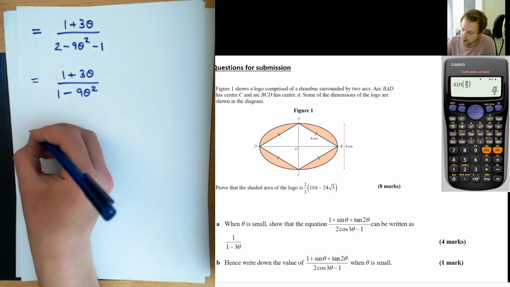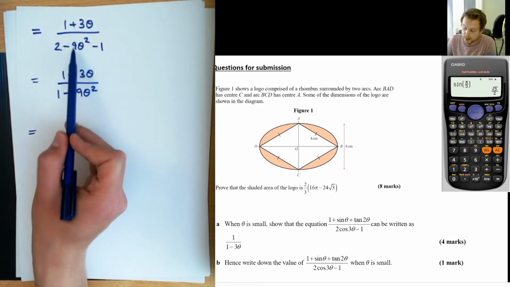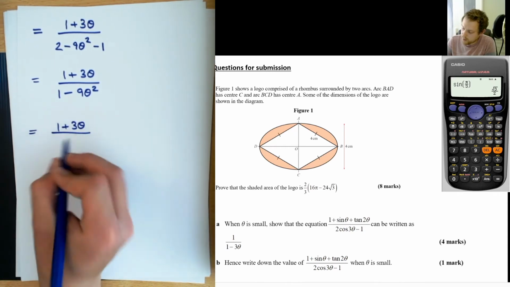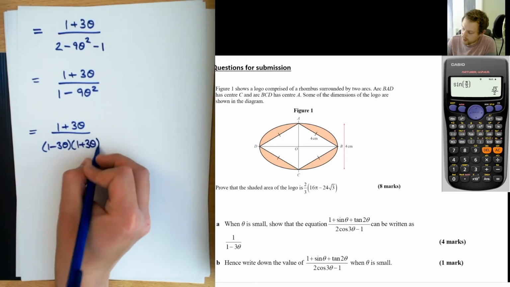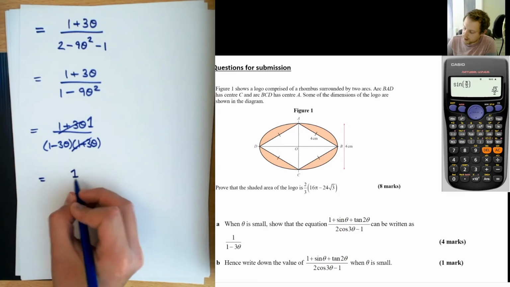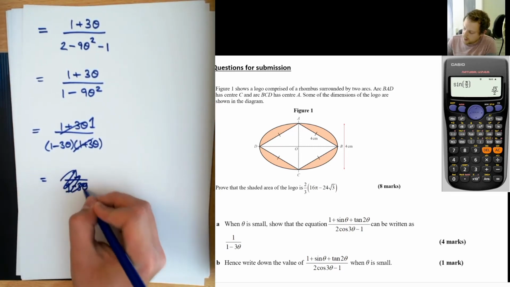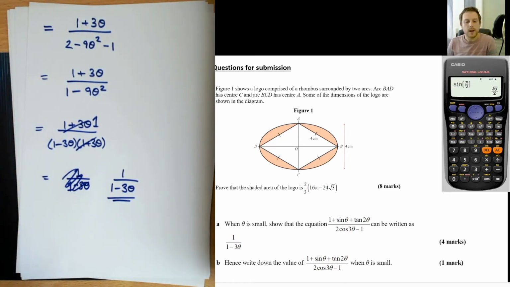So a little bit more tidying up. That's a difference of 2 squares. In fact, to be fair, it was already written as 3 theta being squared, wasn't it? So that's 1 plus 3 theta over 1 minus 3 theta, 1 plus 3 theta. So it cancels top and bottom, leaving you with the answer. Write that again. So there you go. Hence write down the value of this when theta is small.